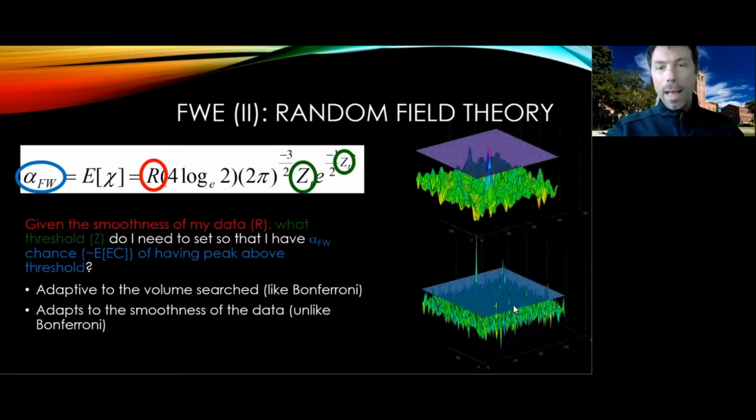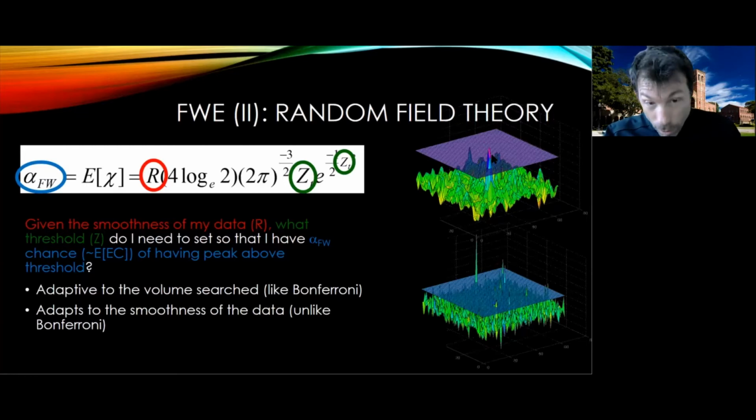And you'll remember that in plain English, what this means is, given how smooth my data are, which is the number of results, how high up does the threshold need to be, in other words, how high up does the z need to be, z being the vertical component on this graph, so that I get at most a 0.05 chance of getting a significant blob in null data.